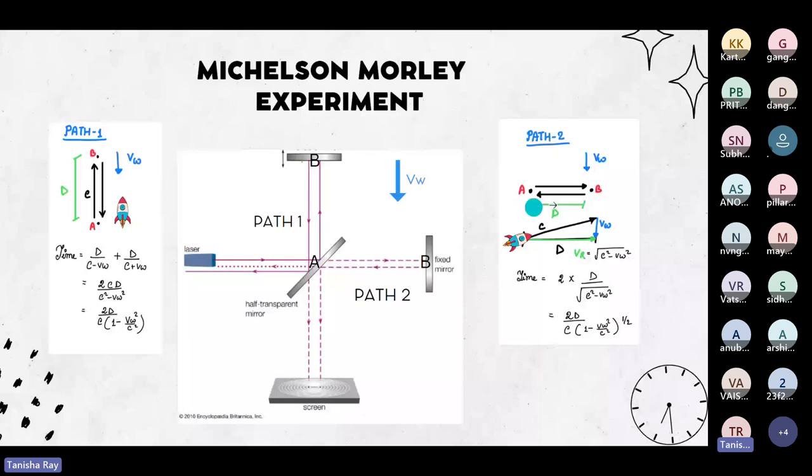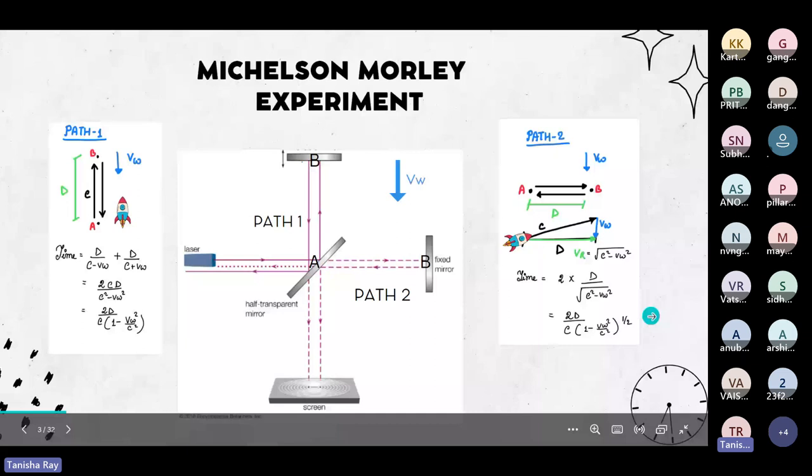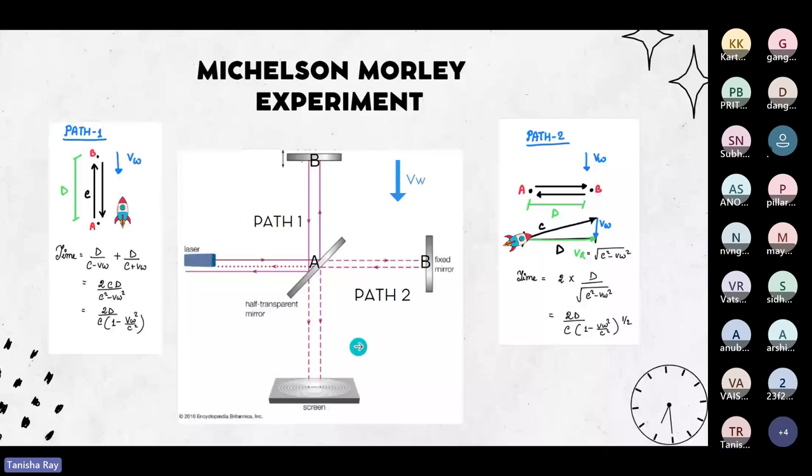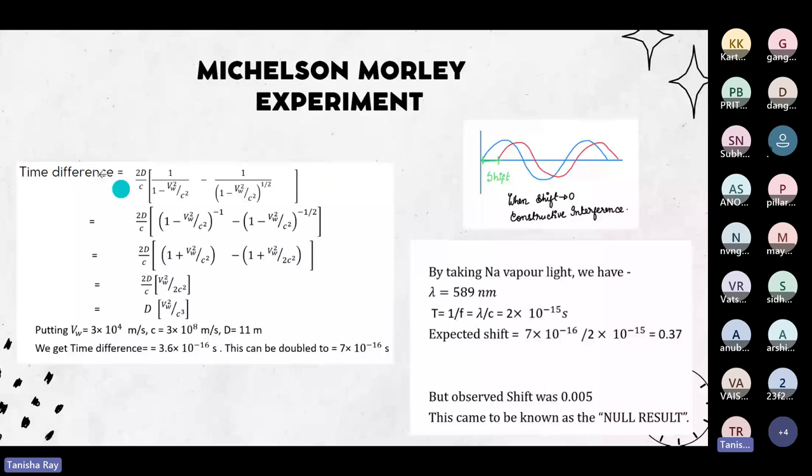Therefore, to calculate the time for the round trip, we can simply take two times this time, and we will get this time. Now, if you look closely, you can notice that these two times are not at all the same. So the light rays will not reach the detector at the same time. There will be some time gap between the two light rays reaching the detector if the velocity of the ether wind is not zero. Now let's try to find out this time difference. On calculating this time difference, we will find it to be equal to this.